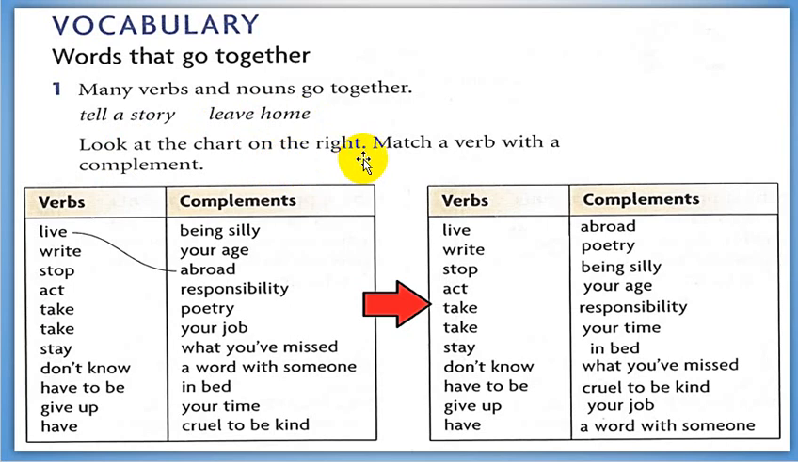Look at the chart on the right, match a verb with a complement. طبعا هذا your right اللي قاعد بالكتاب هنا، هذا الجدول يكون على هاي الجهة، لكن أنا خليت لكم إياه هنا حتى سهم يدل على الحل. اوكي، هذا الجدول هنا محلول، يعني هنا الأفعال live, write, stop, act, take, stay, don't know, have to, be, give up, have. والcomplements التكملة اللي هي nouns أو الجملة being silly, your age, abroad, responsibility, poetry, your job, what you've missed, a word with someone, your time, cruel, to be kind.